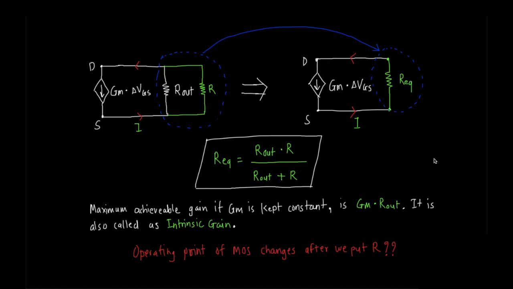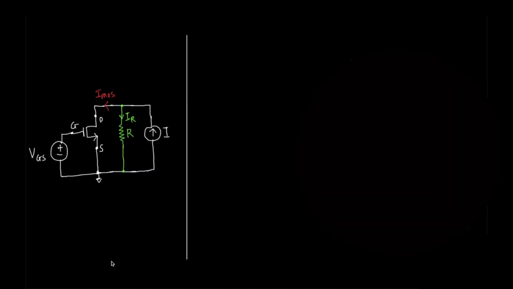Let's first construct a circuit with inclusion of R. Now, this was our original circuit. We will now add external resistance from drain to source. Done. This is what our final circuit looks like. Let's get to the Ids-Vds plot now.